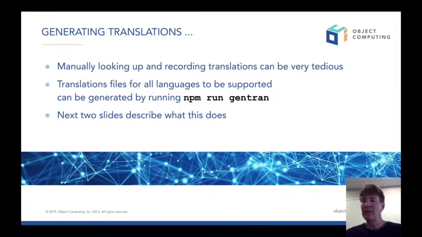Manually looking up translations and adding them to JSON files would be very tedious and time-consuming. WebTranslate does this for you. You simply enter npm run gen_tran and wait a few seconds. Of course, the time required is based on the number of source files that must be searched to find the required translations and the number of translations required. The next two screens describe this process.